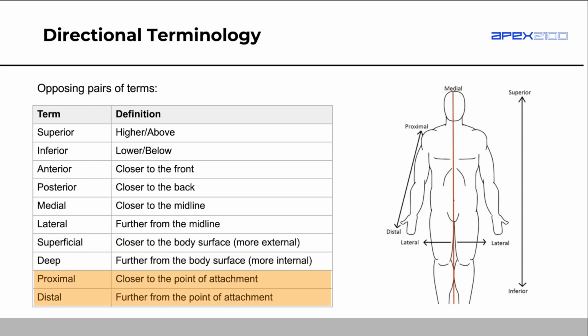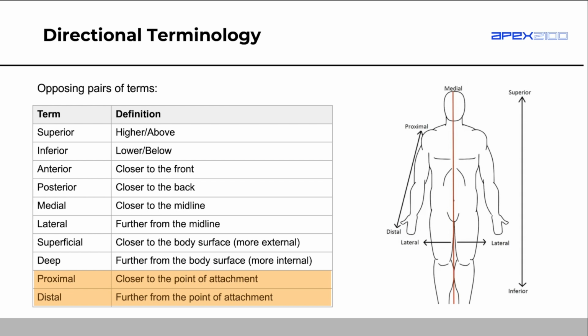Okay, and then finally, proximal and distal. These two are the ones that people tend to have the most trouble with. Proximal and distal only refer to the limbs, so you can only use these terms when we're talking about the arms or the legs. Proximal means closer to the point of attachment, and distal means further from the point of attachment. So distal is always down the arm, and proximal is always up the arm.